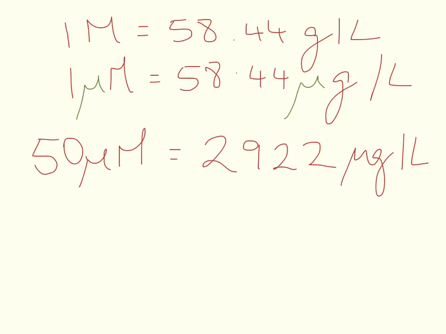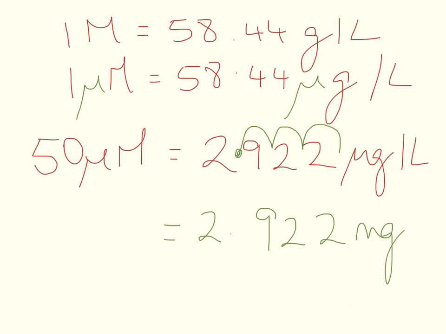And the question said how many milligrams are in 50 micromoles. So we have to turn this to milligrams. So we should know already that if this is micro, we need to divide by 1,000. So if we move 1, 2, 3 and put the decimal point in here, it's going to be 2.922 milligrams in that litre. Alright? And that litre was made up at 50 micromolar. So 2.922 milligrams.